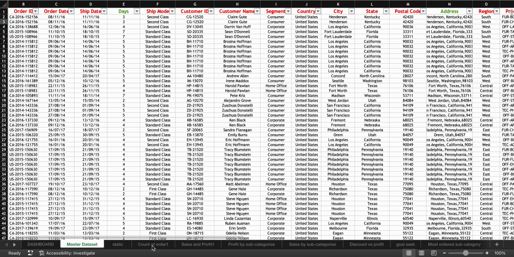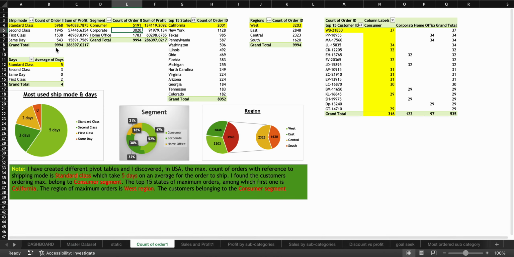So first what I've created is the count of order. So first I've just created the count of different sections. So here the ship mode, the count of order in reference to the ship mode. So the maximum ship mode used by people here is standard class, as shown.